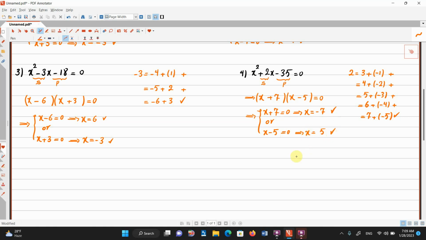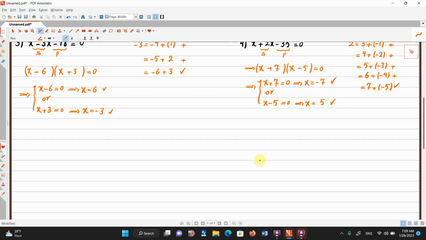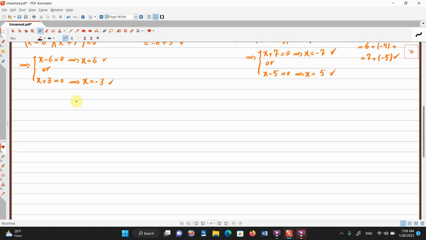As I told you in the beginning of the session, to solve any quadratic equation using the factoring method, the equation should be in its standard form. Sometimes we will face equations that are not in their standard form. For example, look at this example, number 5. (x + 1)(x - 2) = 4.